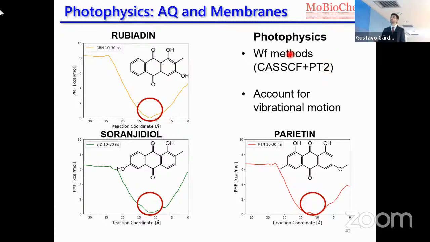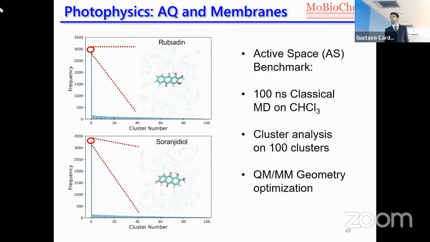So why wave function methods? Well, because as I said at the beginning, perhaps the most interesting part of these molecules is the fact that they undergo intersystem crossing before being cytotoxic. In this case, of course, the first thing that we needed to do was to define an active space for this system.